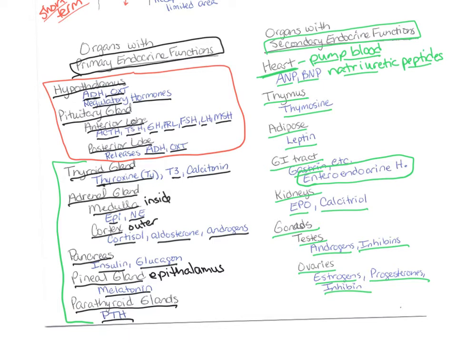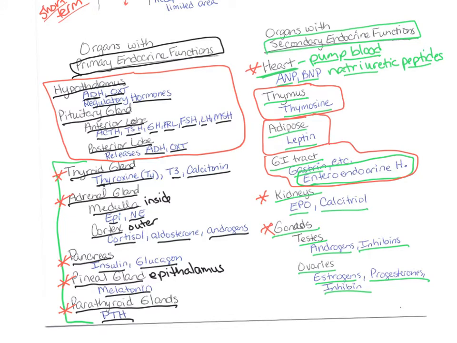So I'm going to star the ones we're going to look at. We're going to look at the thyroid gland, the adrenal gland, the pancreas, the pineal gland, the parathyroid gland, the heart, the kidneys, and the gonads. We're going to leave these other things like the thymus for the lymphatic system. Adipose will be left for the GI tract, as well as the enteroendocrine hormones. So we have a little bit of work to do, but we can get it done.